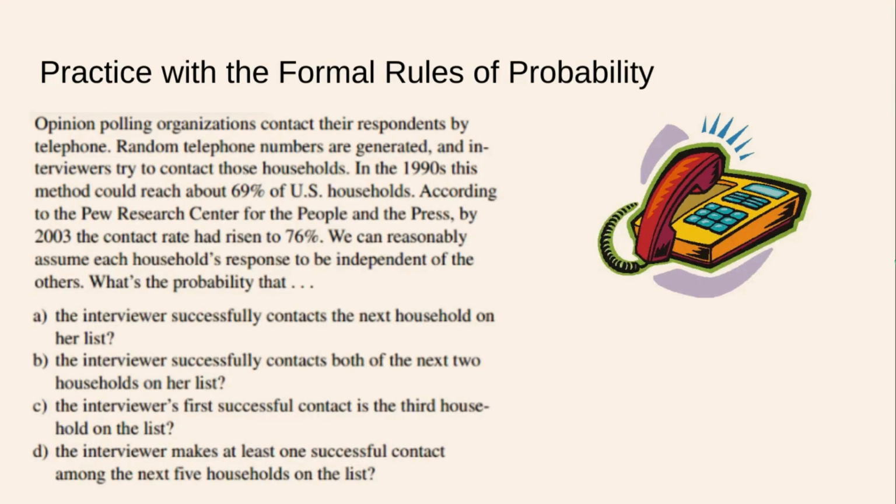Let's finish up this lesson with a couple of practice problems. Opinion polling organizations contact their respondents by telephone. Random telephone numbers are generated and interviewers try to contact those households. In the 1990s, this method could reach about 69% of U.S. households.